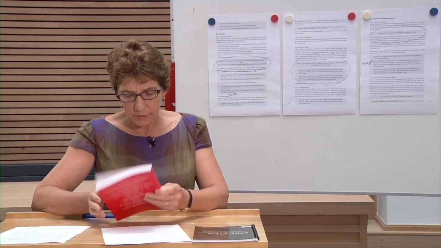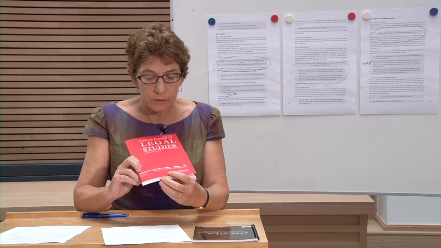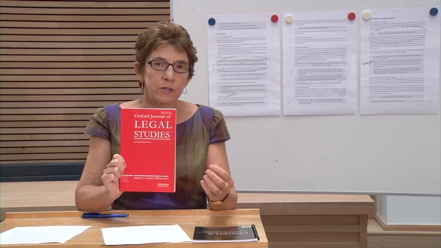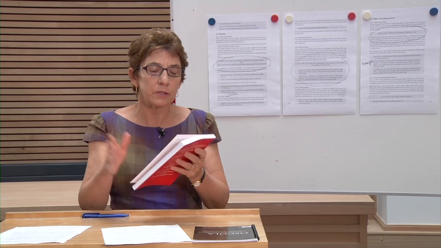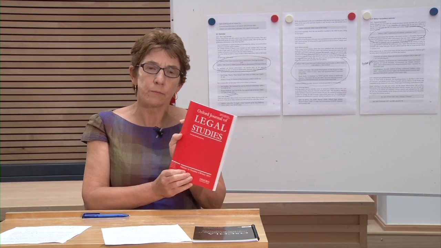So how do you know how to use the square brackets or the round brackets for the year? If, for example, to show you Oxford Journal of Legal Studies, clearly has a volume number. So this is volume 31. The next one will be volume 32. The next one, volume 33. They're consecutively numbered. So that volume number is really all you need to find that volume.